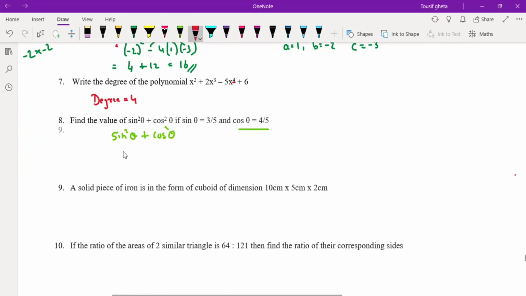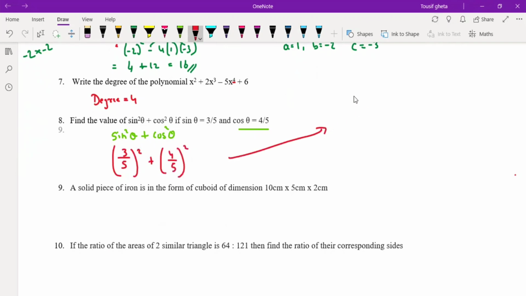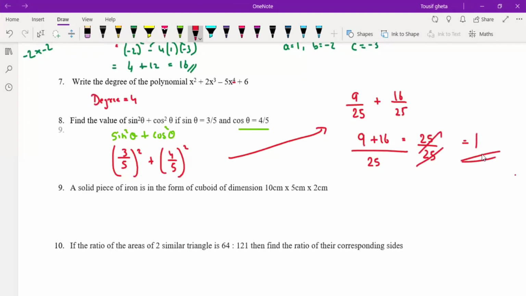The sine value they gave is 3 by 5 whole square plus the cos value they gave is 4 by 5 whole square. We're going to solve this. 3 by 5 whole square gives 9 by 25, plus 4 by 5 whole square gives 16 by 25. The denominator is 25, the LCM is the same. Just write the similar thing in the numerator, that is 9 plus 16. We get 25 by 25. Numerator and denominator are the same, cancel, and we get the value 1. So that's the value of sine square theta plus cos square theta.